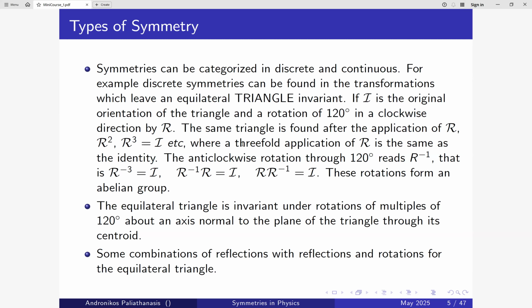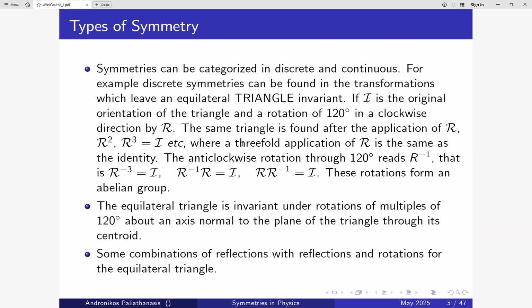When we rotate an equilateral triangle by 120 degrees, we get the same triangle; after three times, the threefold application of R is the same as the identity. The anticlockwise rotation through 120 degrees is R minus 1. That means R minus 3 equals I, while R minus 1 multiplied by R equals I, and so on. This means that if we rotate the triangle once clockwise and once anticlockwise, we get the same triangle.